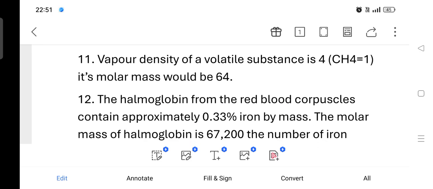Vapor density of a volatile substance is 4 times that of CH4, which is equal to 1. Its molar mass would be 64.